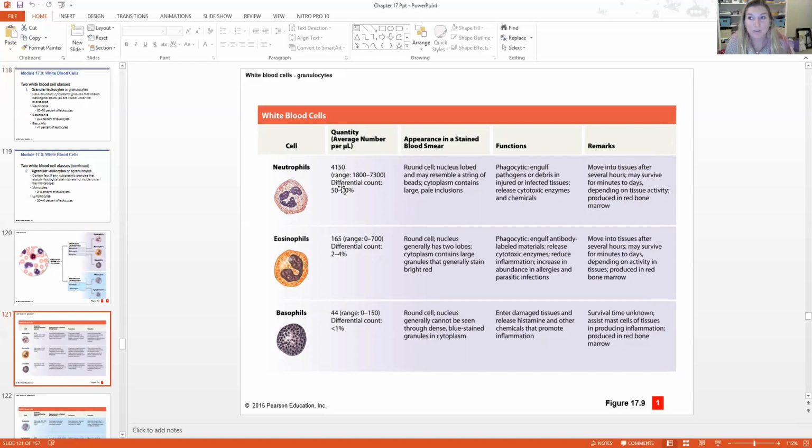The basophils, think about this. Basophil, right? Think about sneezing and saying the word basophil. And that will help you remember. Basophils, sneezing, allergies. Okay, that's what they do. Hope that helps. I'm a little weird like that.